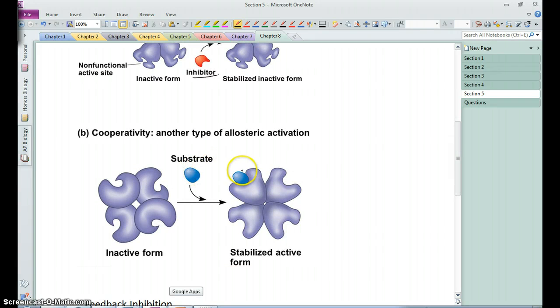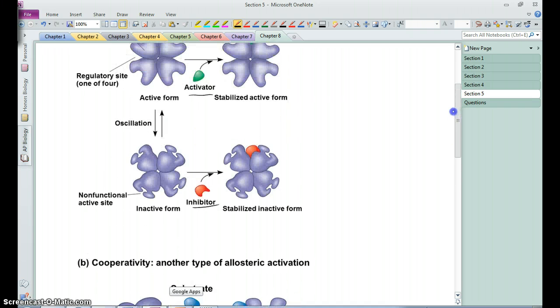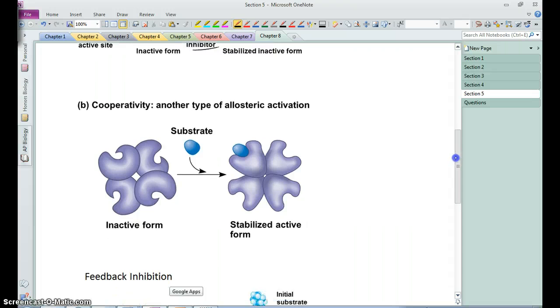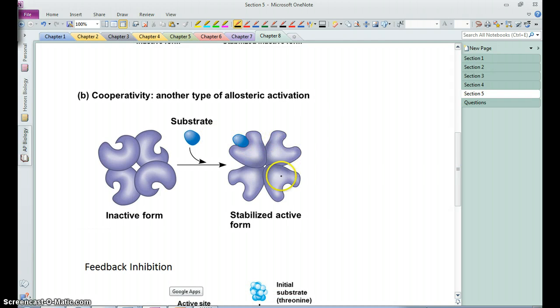And here's an example where the substrate, which is being acted upon, actually acts as its own activator, you might say. It gets in there and makes all of those subunits active and ready to go.